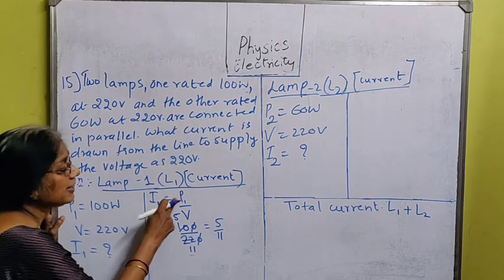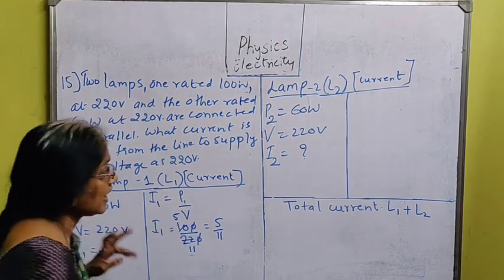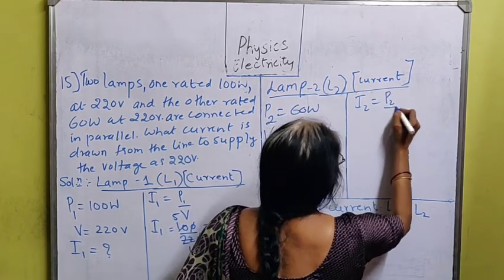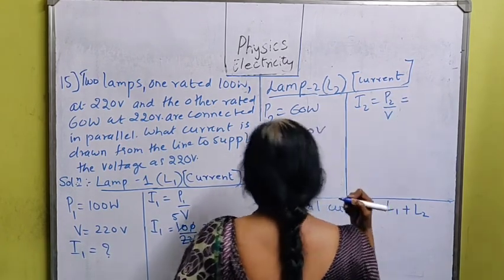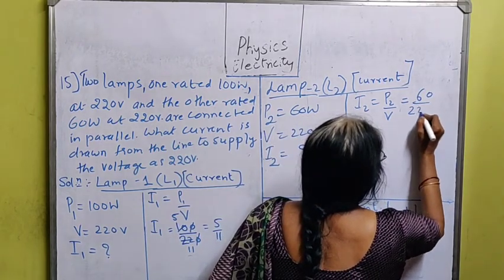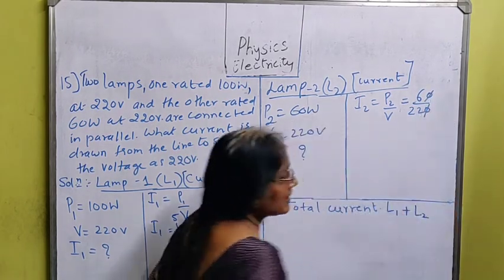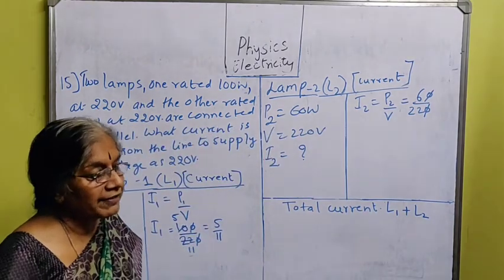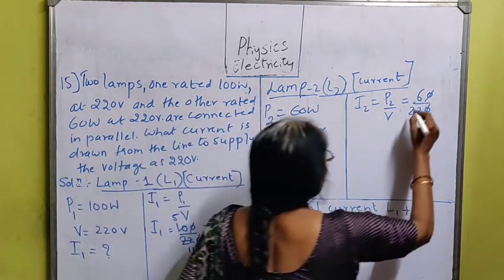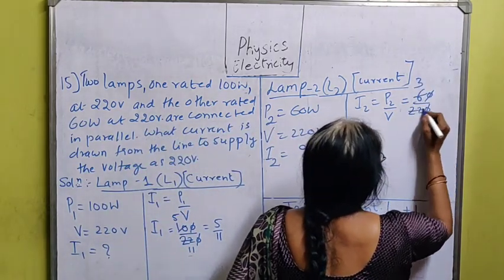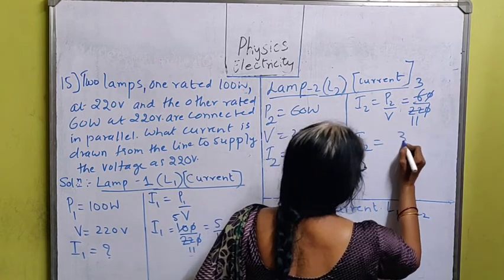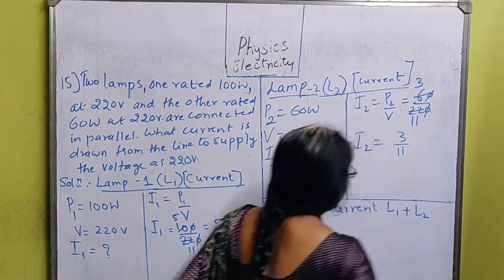Instead of P1 we will write it as P2. V will remain the same. So what will we get? I2 is equal to P2 by V, that is 60 divided by 220. 0, 0 cancels. 6 and 22 is given. Will it go by 2 table? Yes, it will go by 2 table. 2 3s are 6, 2 11s are 22. So I2 is equal to 3 by 11.